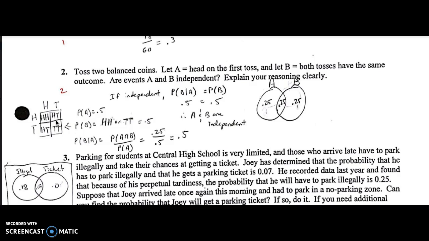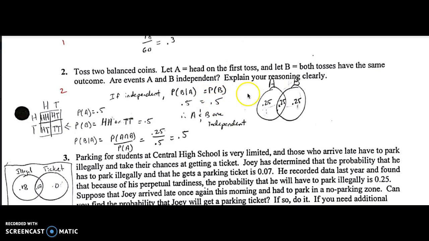So the first thing you need to think about is, if they're independent, what is a formula that talks about independence? So I went back to the notes and I looked at the way you test to see if 2 events are independent. And that formula says the probability of B given A is equal to the probability of B.